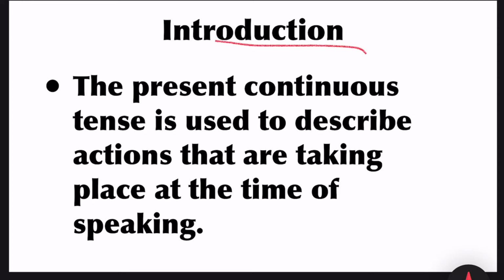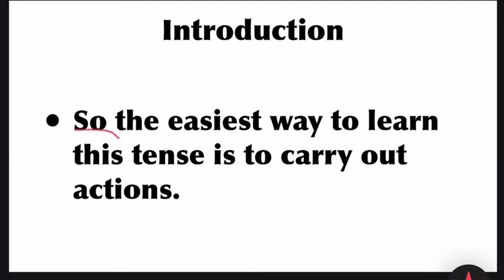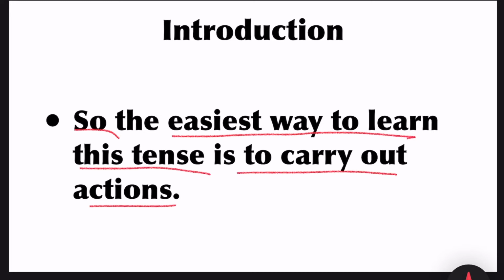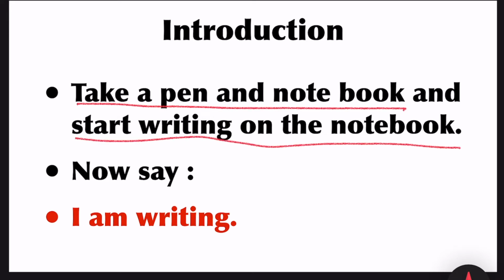Introduction. The present continuous tense is used to describe actions that are taking place at the time of speaking. So, the easiest way to learn this tense is to carry out actions. Now take a pen and notebook and start writing on the notebook. Now say, I'm writing. The action you are doing at present is writing.